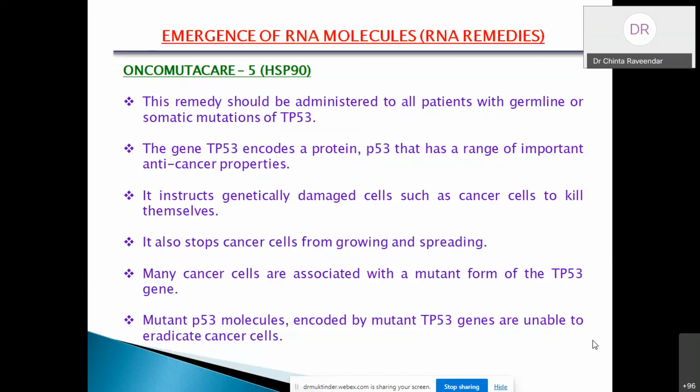With the mutated P53 gene, people respond very negatively, aggressively, to the cancer. Rather, cancer will increase rather than decrease. Mutant P53 molecules encoded by the mutant P53 genes are unable to eradicate the cancer cells. They cannot get rid of the cancer cells.